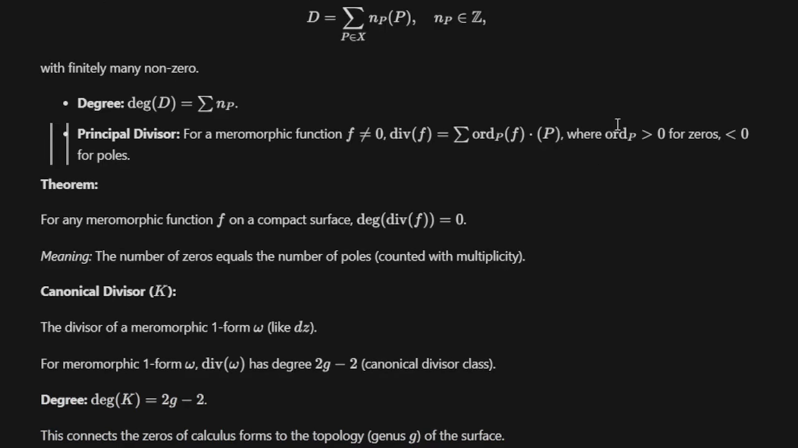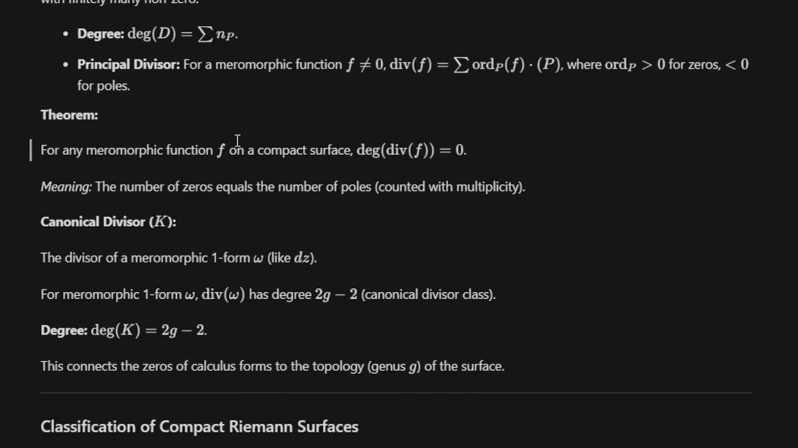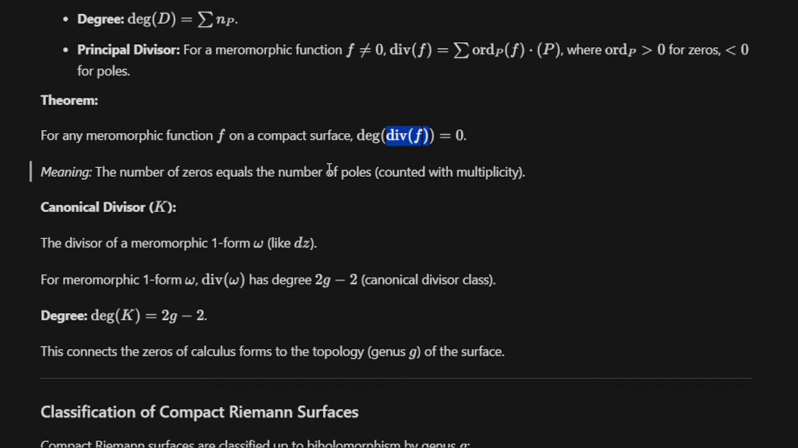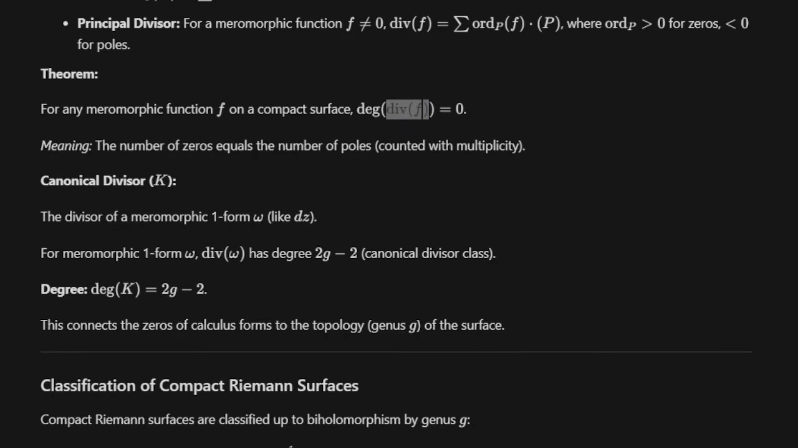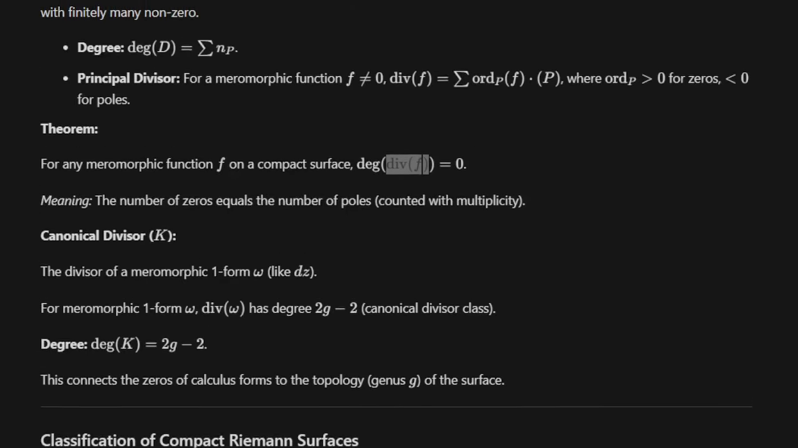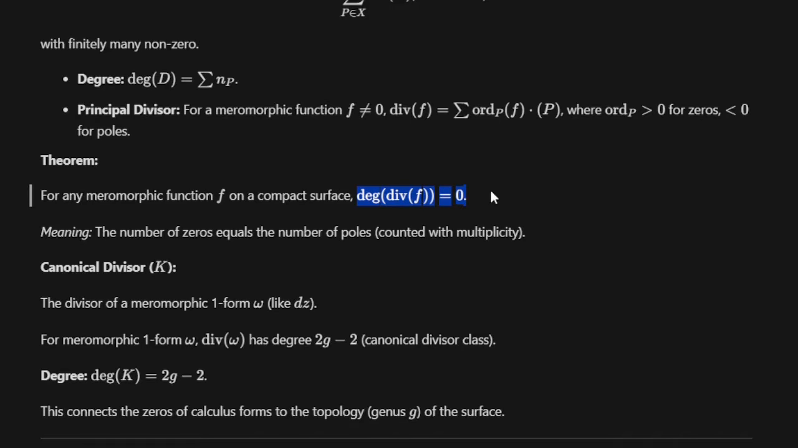All right, and so what this allows us to say is that for the principal divisor, or really any meromorphic function on a compact surface, the degree of the divisor is equal to 0. That means the number of zeros equals the number of poles counted with multiplicity. This is called the degree formula. For any meromorphic function on a compact surface, the total number of zeros equals the total number of poles. That's all this is saying. So nature demands balance. You cannot create a zero without creating a pole somewhere else on the Riemann surface.